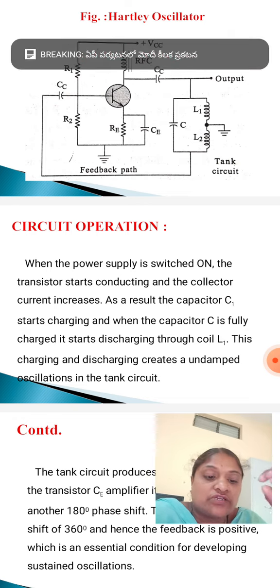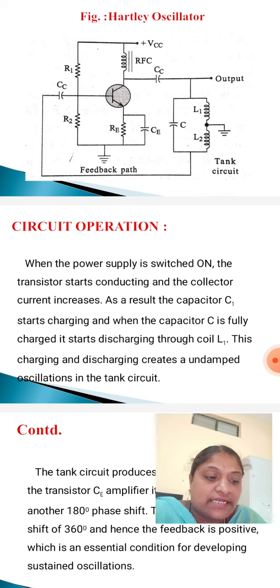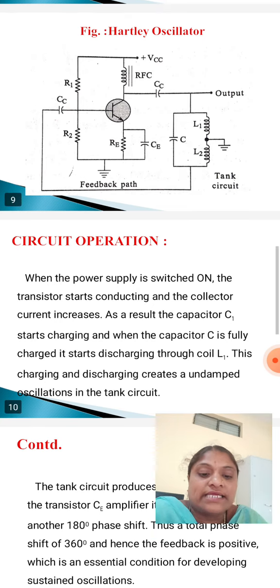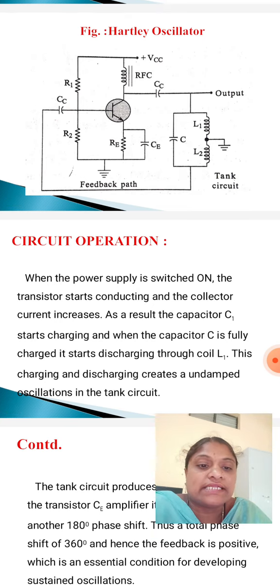If CE is not connected in parallel to RE, the amplified AC oscillations will drop across RE. Then the gain is reduced. That's why CE is connected in parallel with RE.